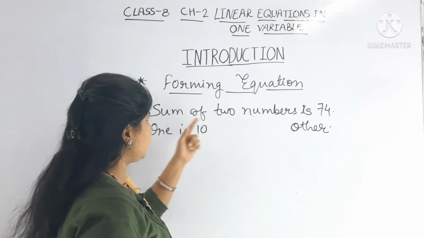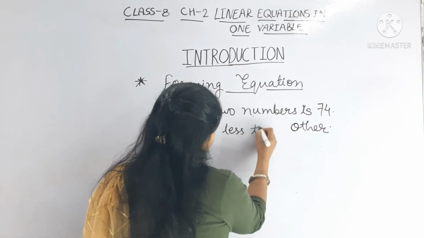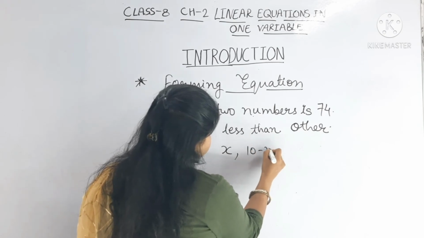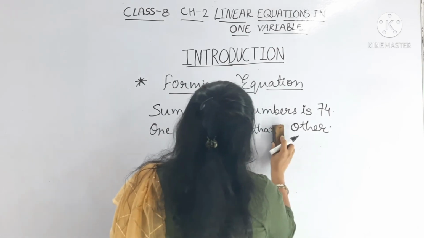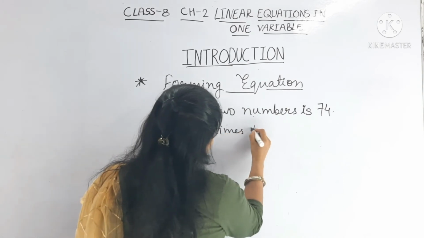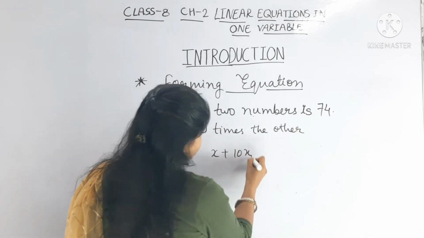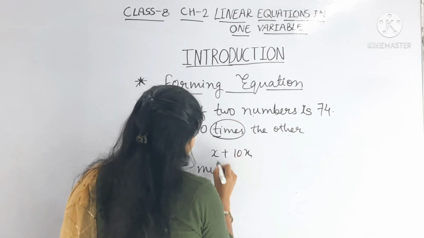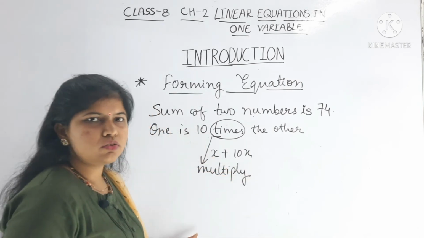Okay students, in this question only, in place of more than, if I write less than, so what will be here? 1 is x and 1 is 10 minus x. Sorry, it will not be possible. If it is 10 times the other, it will be x plus 10x. Here, times means multiplication. Okay, so you can solve for this also.